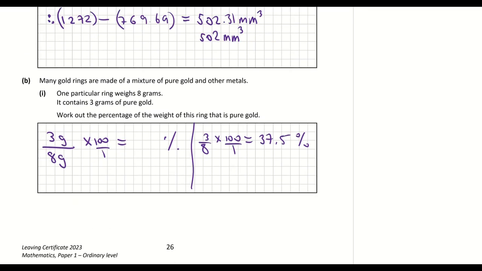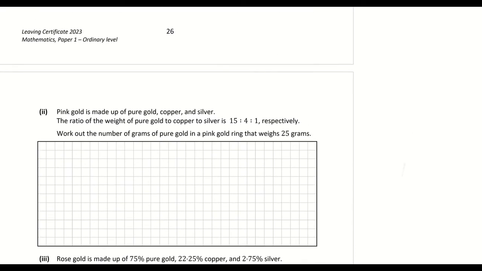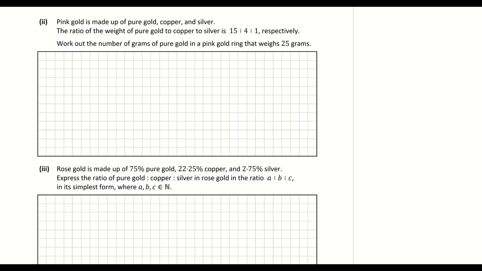Scrolling down now to part 2 on the next page. Pink gold is made up of pure gold, copper and silver. The ratio of the weight of pure gold, copper to silver is given by 15 to 4 to 1. Work out the number of grams of pure gold in the pink gold ring that weighs 25 grams. Okay, so ratios here, we add the 3 of them together. So 15 is to 4 is to 1. That gets 20 parts in total.